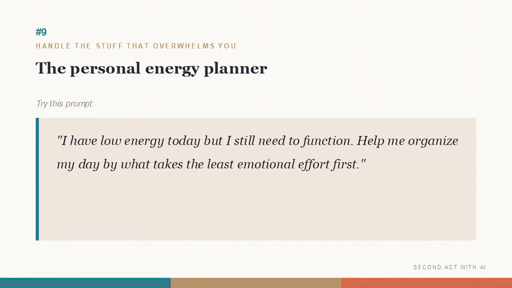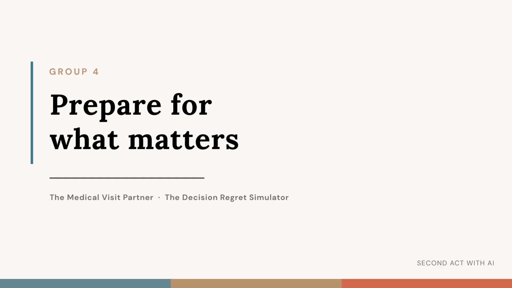So tell AI, "I have low energy today, but I still need to function. Help me organize my day by what takes the least emotional effort first." It rearranges your day around how you actually feel, not how a planner thinks you should feel. And that's huge. Group number 4, prepare for what matters.